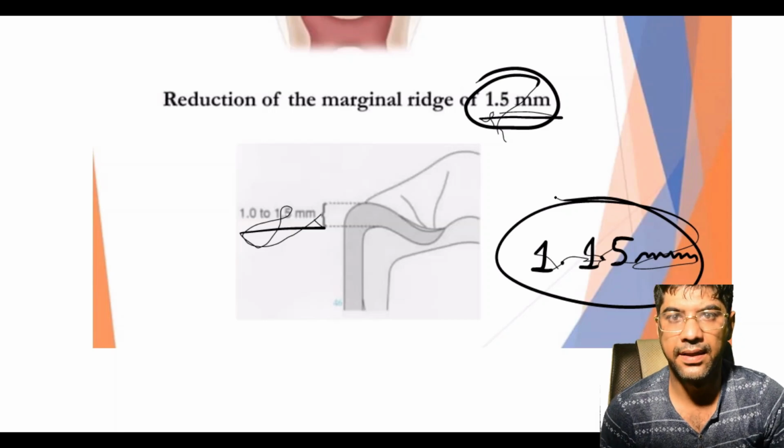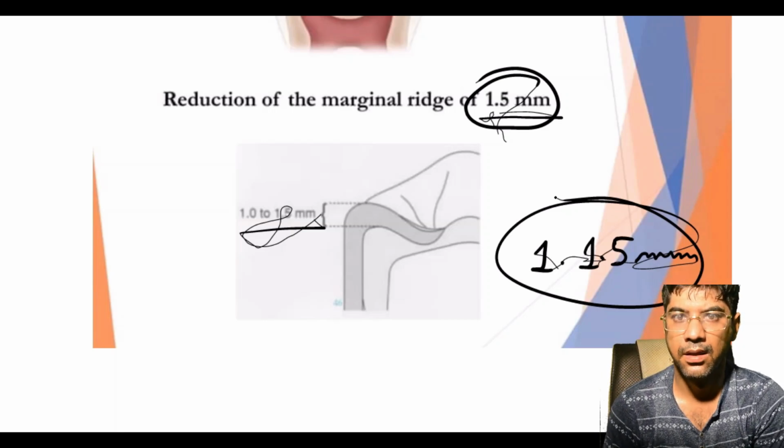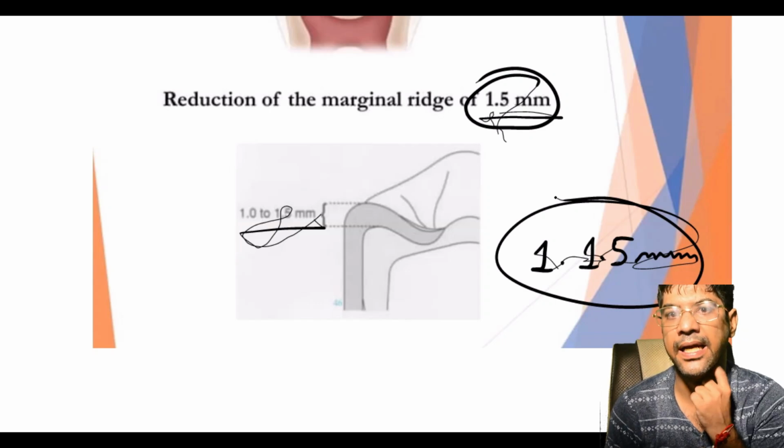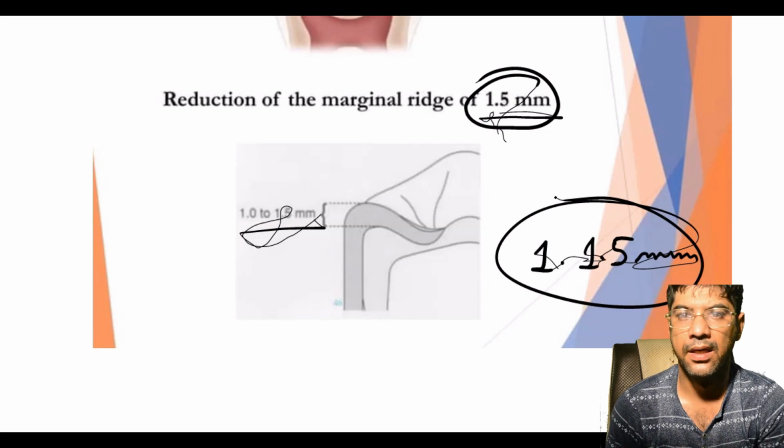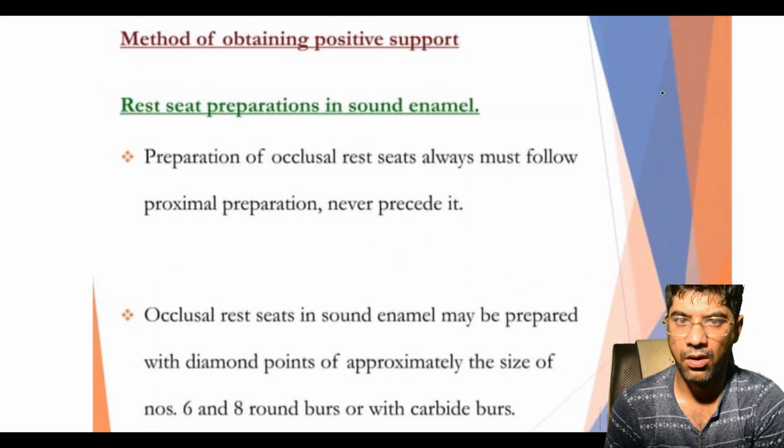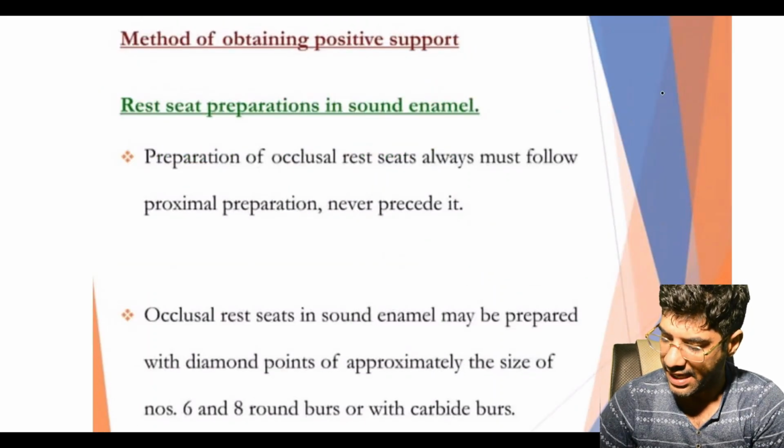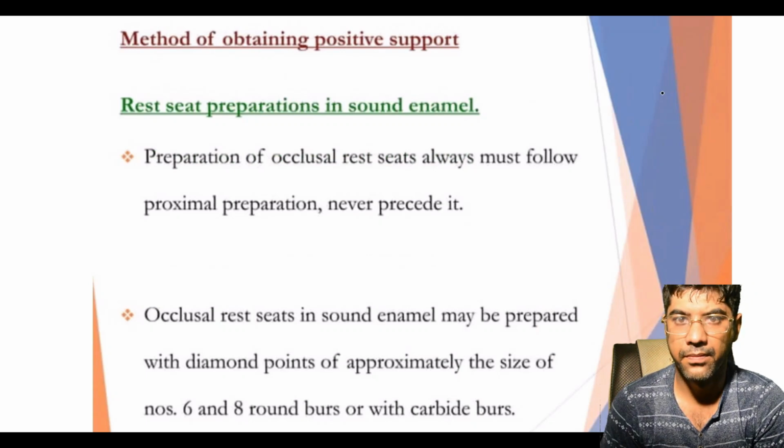Now here is the rest seat preparation in sound enamel. Always prepare the proximal surface before preparing the occlusal rest. That ensures the rest seat is accurately positioned and the overall fit and function of the partial denture are optimized. Use diamond points of size 6 and 8 or carbide burrs for preparing the occlusal rest in sound enamel. These tools help in achieving the necessary shapes and dimensions for a strong and functional rest seat.